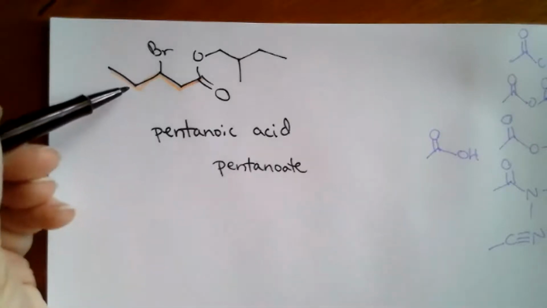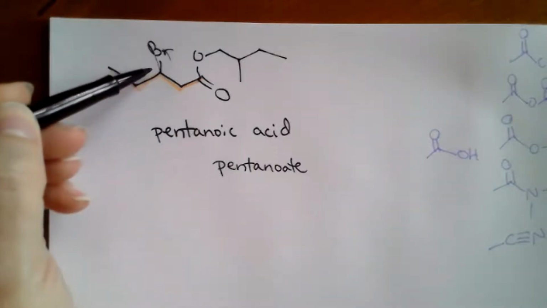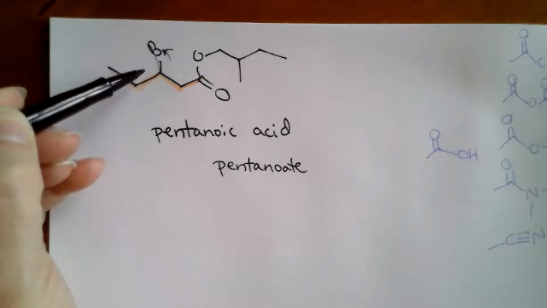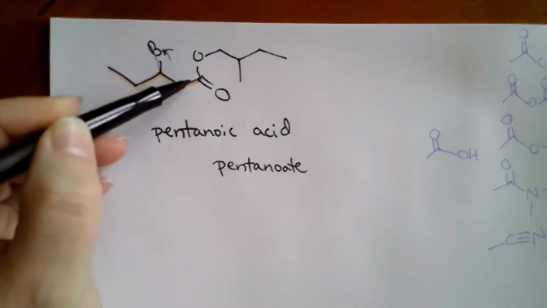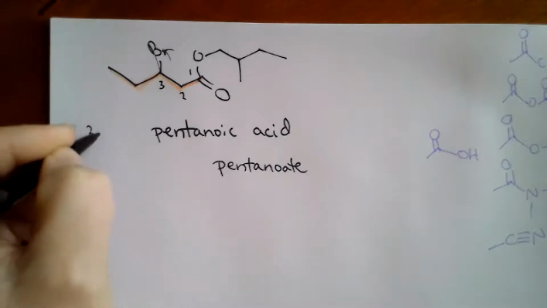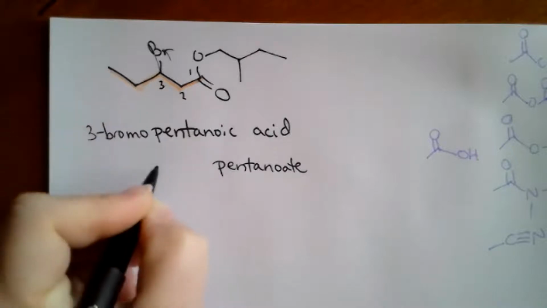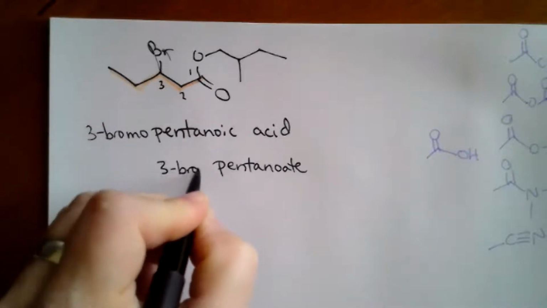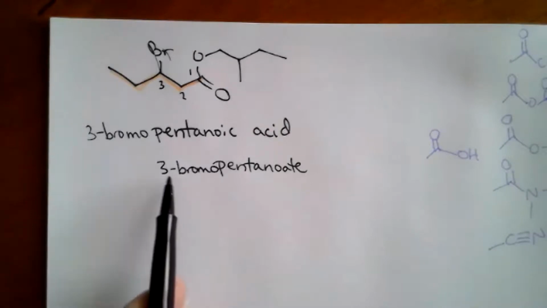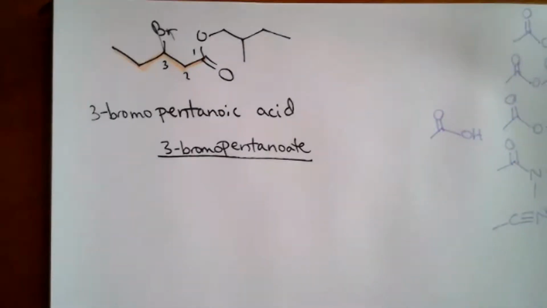But is that simply pentanoic acid? No, there's a bromine hanging off of this pentanoic acid, or this pentanoate. It's a 1, 2, 3 bromo pentanoic acid if you had it as the acid. So it's 3-bromopentanoate. And so those are all smushed together as one word.